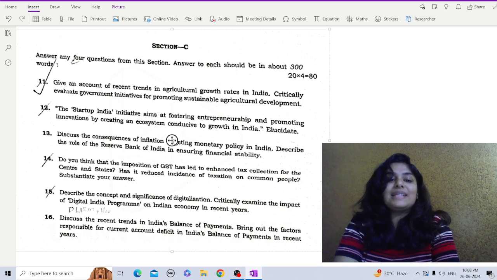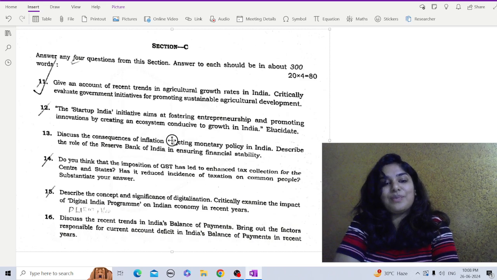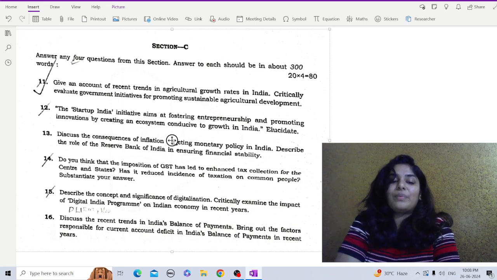Describe the concept and significance of digitalization. Critically examine the impact of Digital India program on Indian economy in recent years.